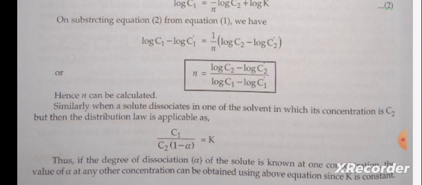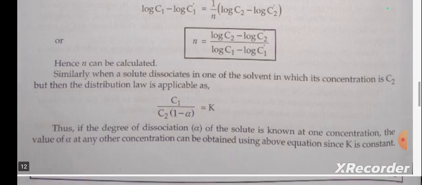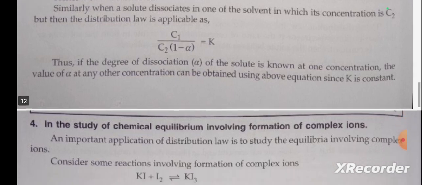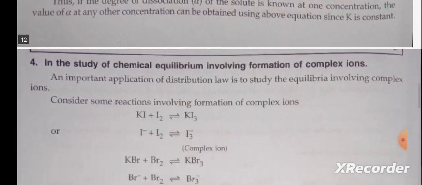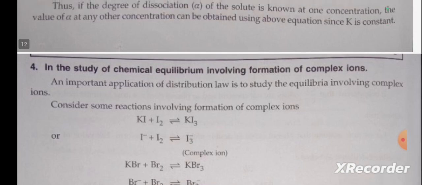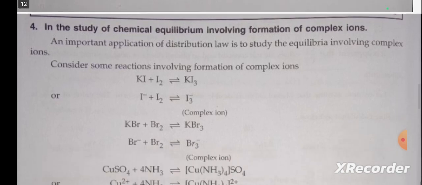Similarly, when a solute dissociates in one of the solvents in which its concentration is C2, then the distribution law is applicable as C1/(C2(1 - alpha)) = K. Thus, if the degree of dissociation alpha of the solute is known at one concentration, the value of alpha at any other concentration can be obtained using the above equation since K is constant. In the study of chemical equilibrium involving formation of complex ions, an important application of the distribution law is to study the equilibrium of the complex. Consider some reaction involving formation of complex ions.